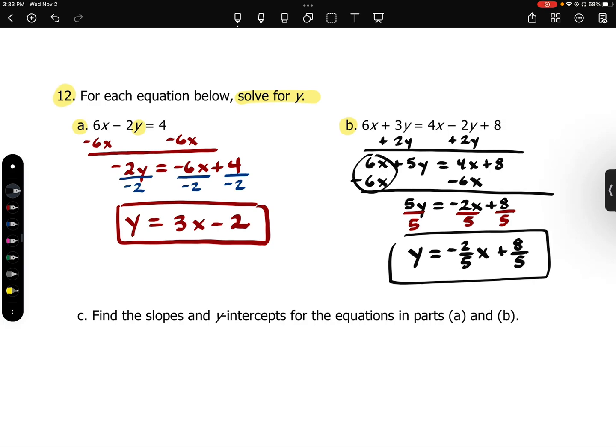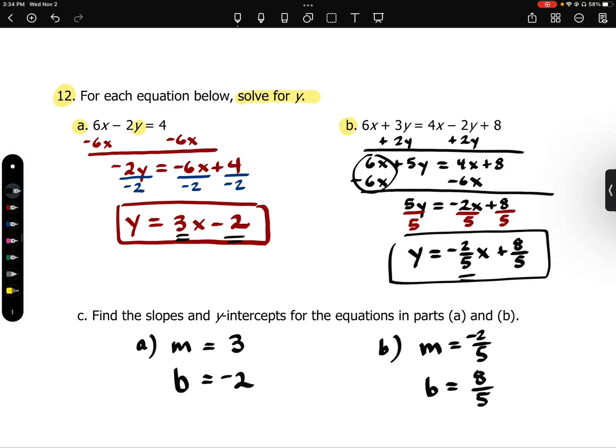Now, letter C says find the slopes and the y-intercepts for the equations in part A and B. So for part A, our slope, right, has got to be our m value, so that's going to be 3. And our y-intercept should be our b value, which is negative 2. For letter B, right, our slope has got to be the one, again, in front of x, so that's equal to negative 2/5. Remember, there is no x in your slope. It's just the coefficient. And then our y-intercept is going to be 8/5.